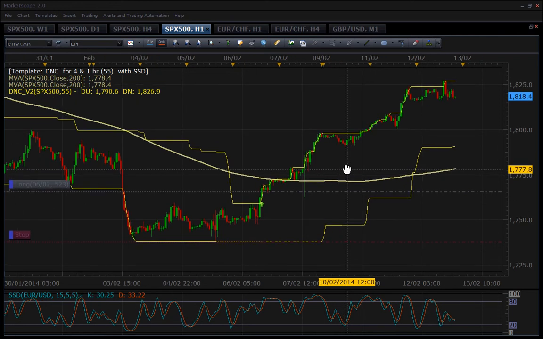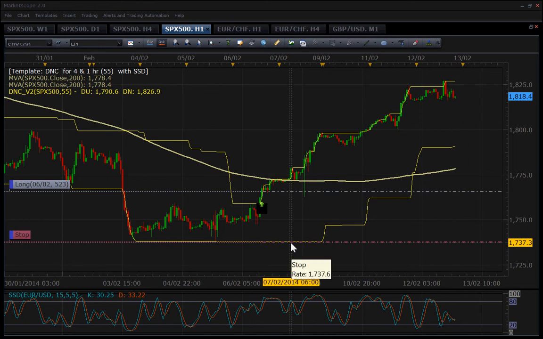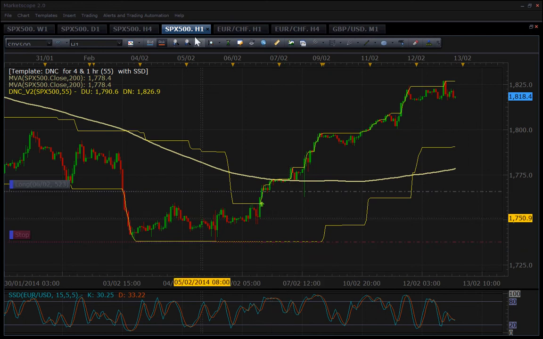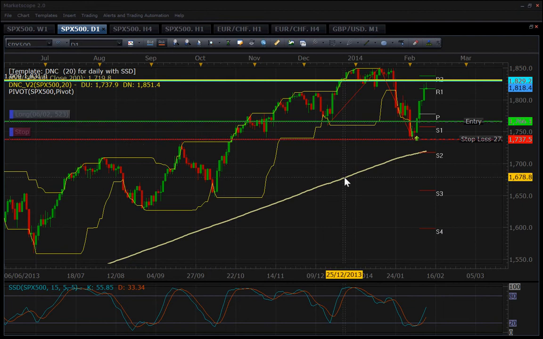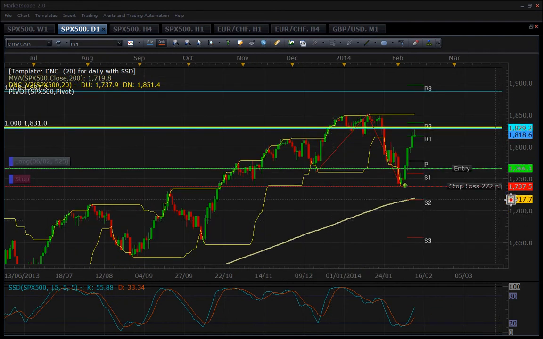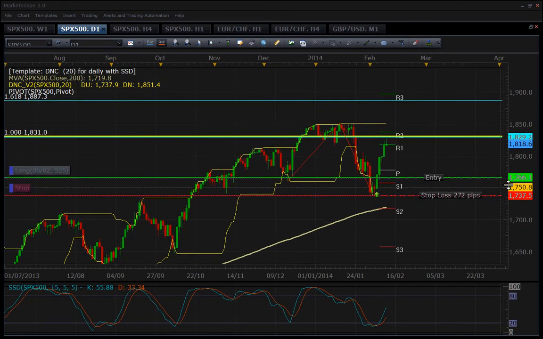We activated our trade on the daily, getting the confirmation of daily technical analysis as well as the 1 hour chart had activated the trade. We put our stop loss below the lower Donchian channel, which was at 1737. We activated our trade at 1766, approximately 272 pips for our stop loss.